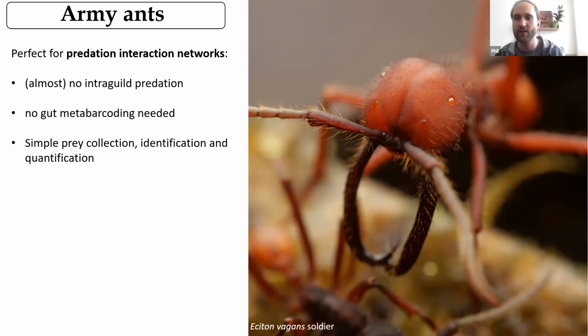Then, because of their biology, they catch their food and then bring it to their nest where the larvae eat the food. We actually don't need to do any gut content barcoding or something to get an idea what they eat, because we can just steal it from them on the way when they bring it back from their raid to the nest. And the ants will not, as far as we know, snack beforehand on anything. So we get a pretty accurate view of the typical diet if we do a good quantitative sampling.